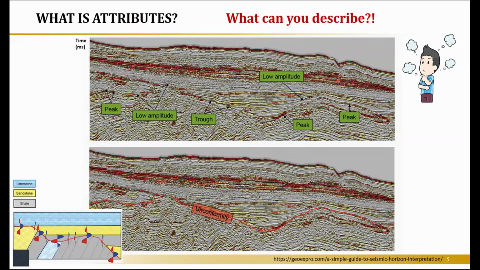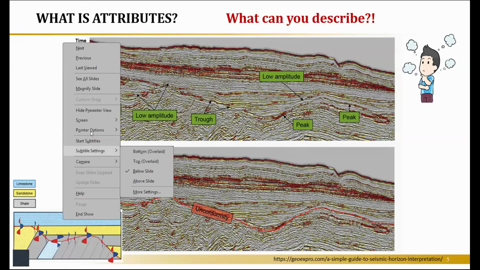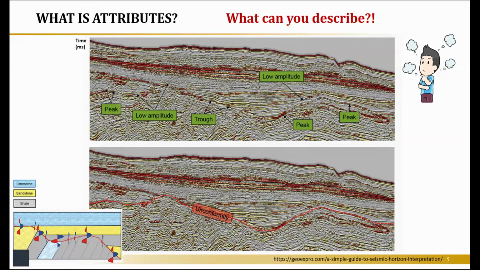In order to describe, we'll try to see, we have some of the colors. So this section, of course, is a time section. You see the pointer. So now you see here, this is time. So this is the time section.